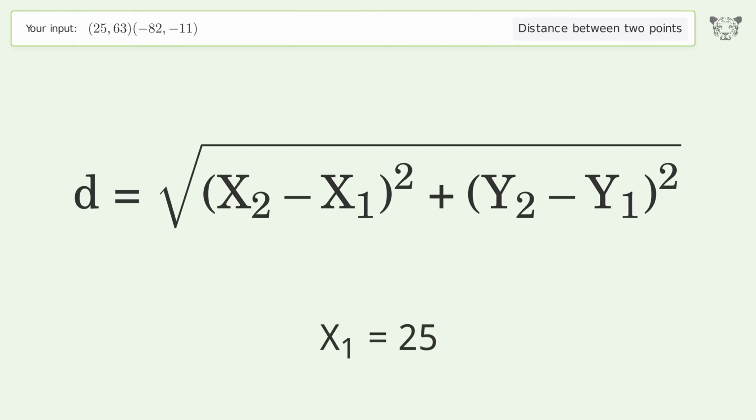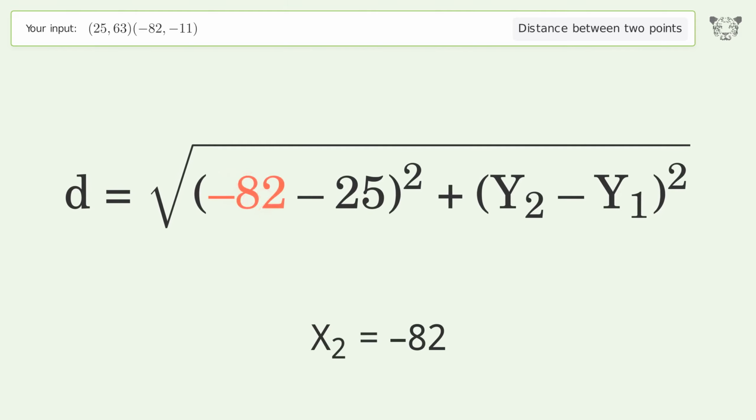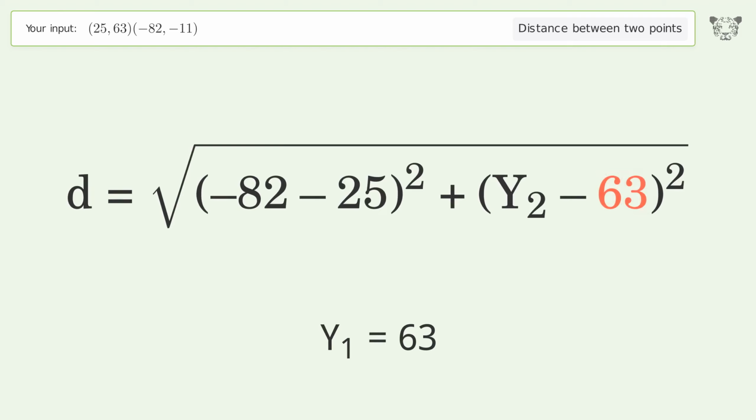x1 equals 25. x2 equals negative 82. y1 equals 63. y2 equals negative 11.